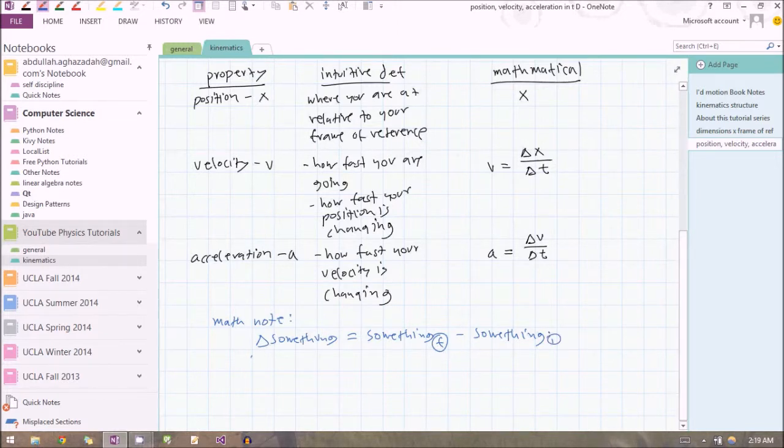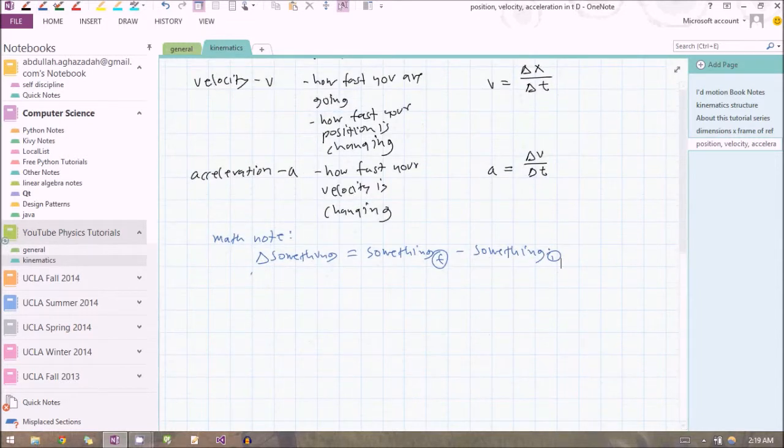So why are these relationships important? Well, this is because they describe motion, and oftentimes we know some things about motion, and there are things that we don't know that we wish to know. So that's why it's important that we know these relationships, so that if we know 2 out of the 3, we can figure out the third. So for example, we'll do some quick problems.